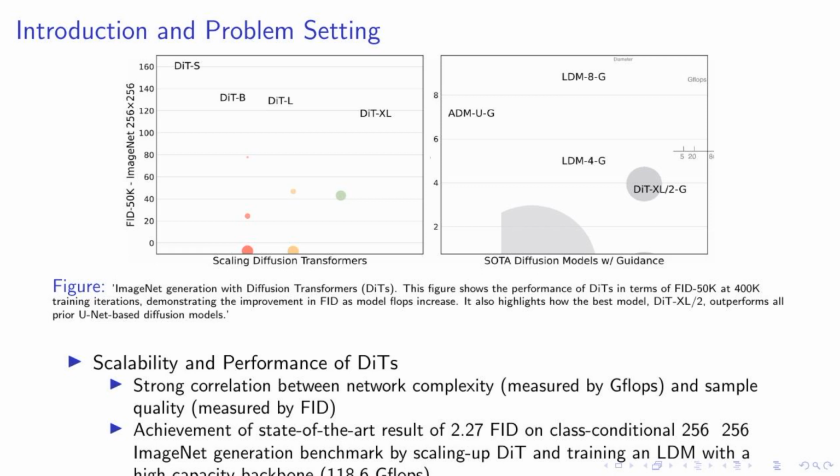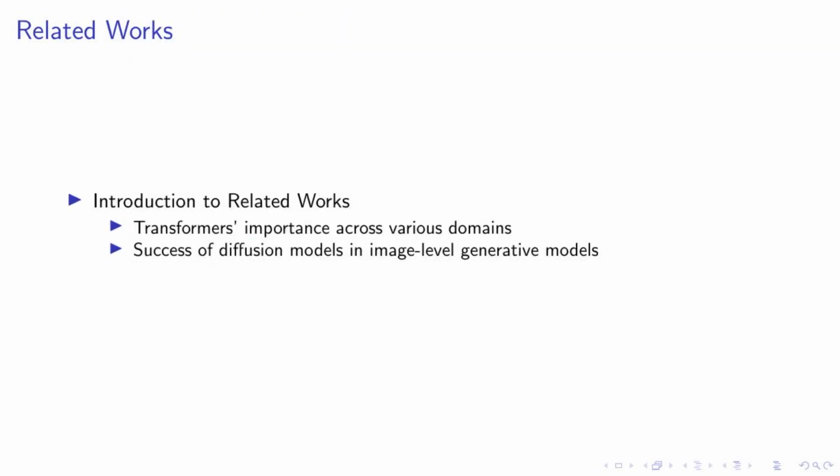In summary, the scalability and performance of DiTs make them a promising tool for future research and applications. In our exploration of related works, we first acknowledge the transformative role of transformers across various domains. These models have replaced domain-specific architectures in language, vision, reinforcement learning, and meta-learning. They've shown remarkable scaling properties and have been trained to predict pixels auto-regressively and on discrete codebooks.